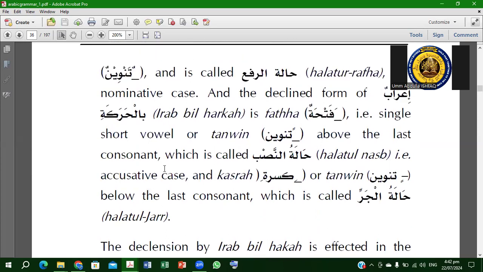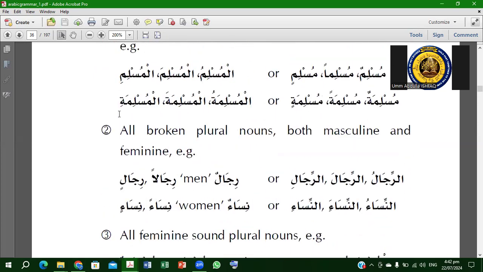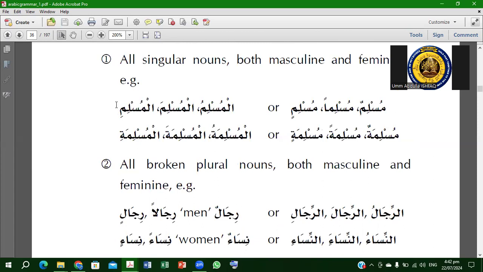Okay, so it can be tanween. Tanween means double haraka, or it can be singular. For example, al-Muslimu or Muslimun, right? And this tanween, when it is Muslimun, it means any Muslim. It's a common noun. So tanween is a sign of common noun. Muslimun, any Muslim. Al-Muslimu is a special Muslim you are talking about, right?